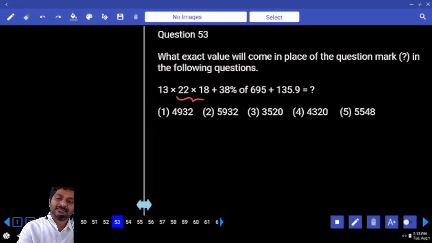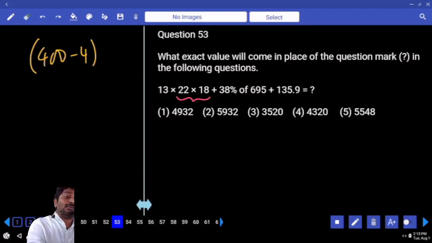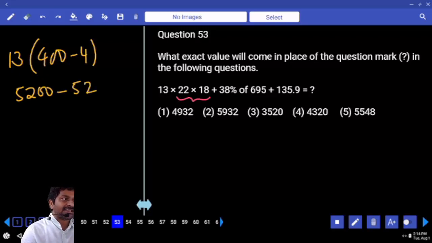Okay, go ahead, 22 into 18. First I want to complete this. 20 plus 2, 20 minus 2, 20 square minus 2 square, 20 square minus, into 13, right? Don't write that under root value as 396. Write it as 400 minus 4 only, because we have one more multiplication. 13 4 times, 52, 100 minus 52. Let's keep it as it is. We'll calculate it later. Is that okay?